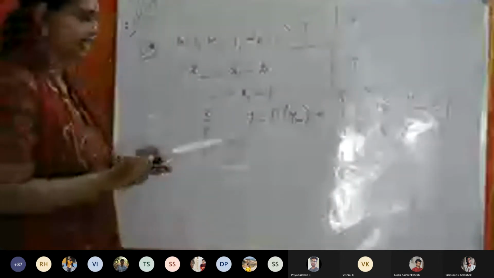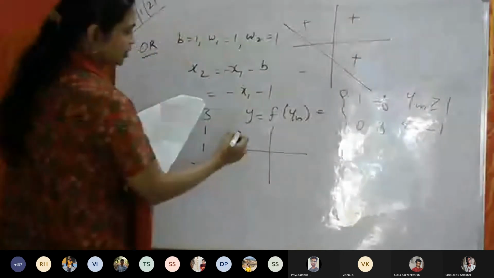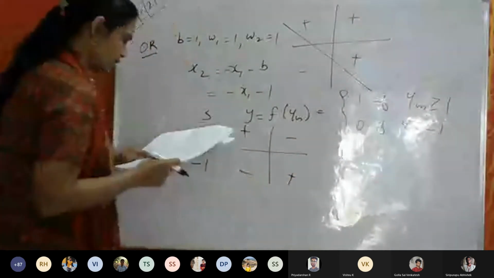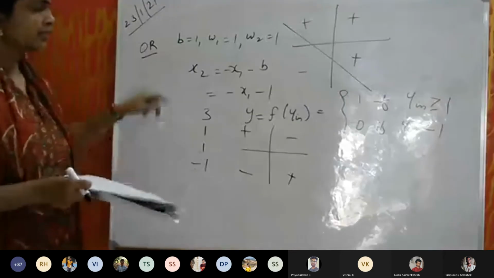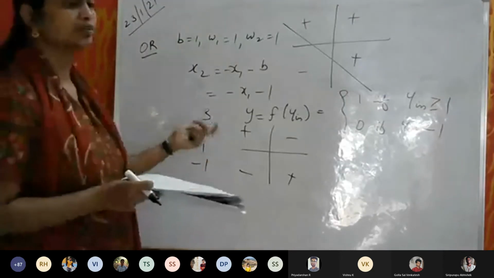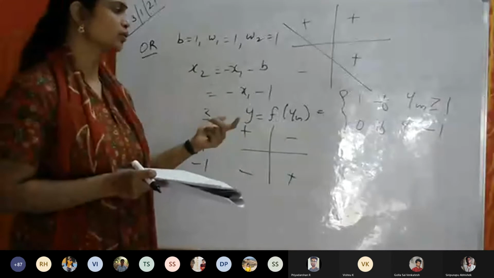But in case of XOR, what happens is you will get a plus, plus here, minus, minus here. Because in case of XOR, only if both the inputs are different, you will have a 1. If both inputs are same, you will have a 0. For 1, 1 and minus 1, you will have 0. Only for the rest of the cases, you will have 1, isn't it?